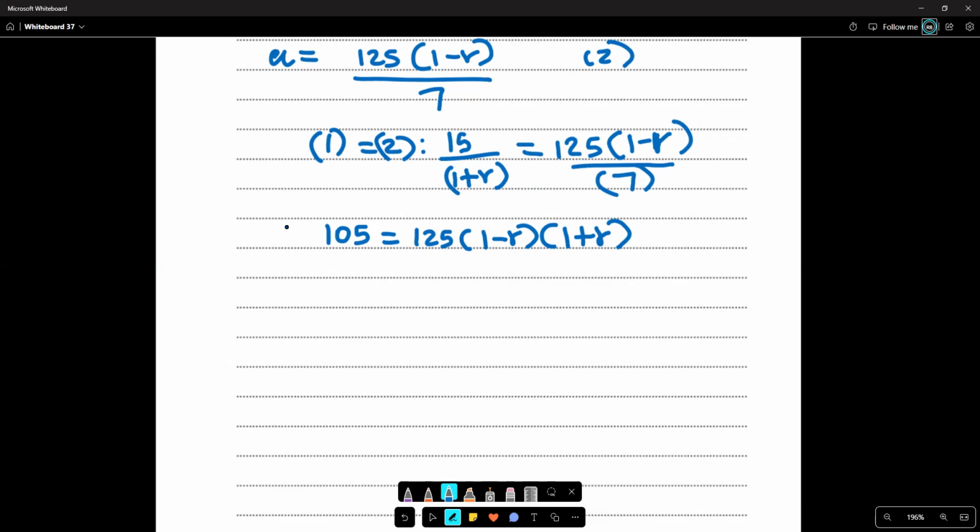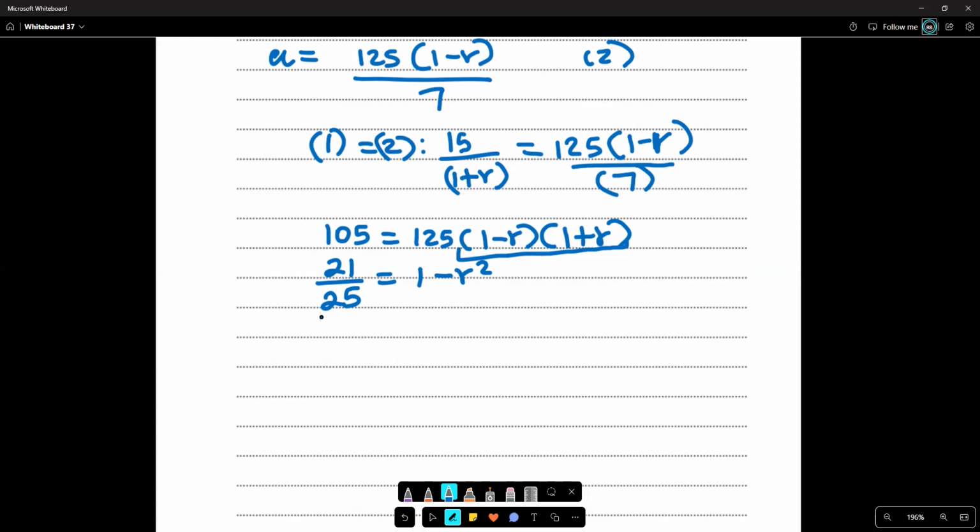Yes, and then we're going to say 105 divided by 125. That gives us 21 over 25 after dividing this one and that one. So this side, we are left with this part, which is the difference of two squares, which is 1 minus R squared, basically. When you FOIL it out or multiply it, you are going to get that.